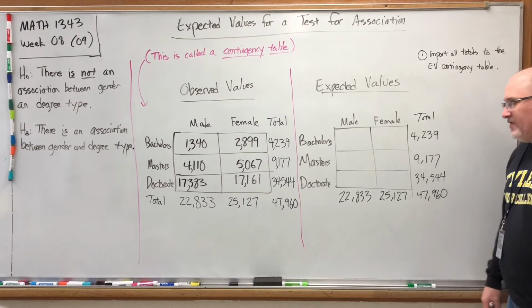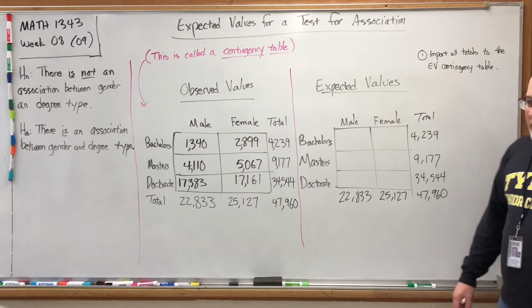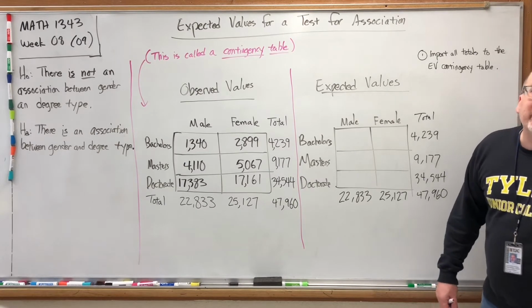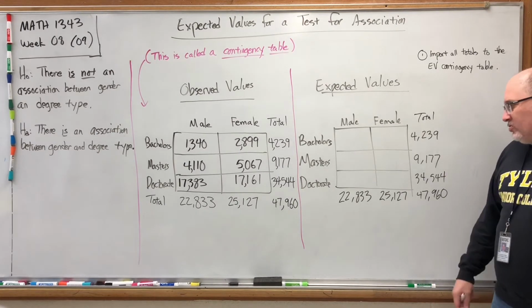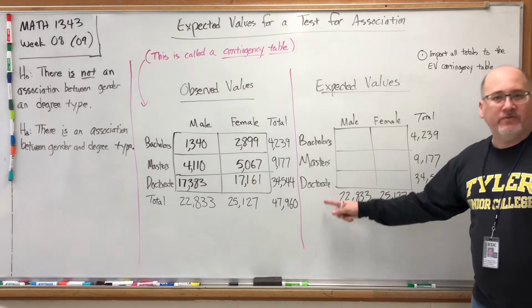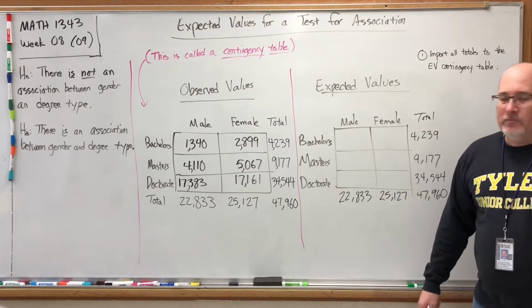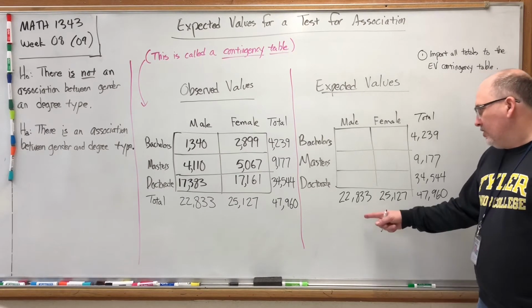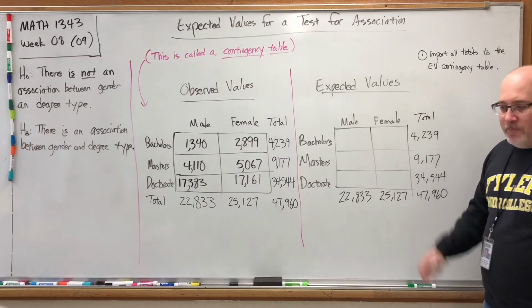4,239 people received bachelor's degrees. Were they male or female? Don't know. Didn't make note. I just counted how many received bachelor's degrees. Or this represents the total number of males who received degrees. What type of degree? I don't know. I just wrote down their gender. So I forgot how many received each.